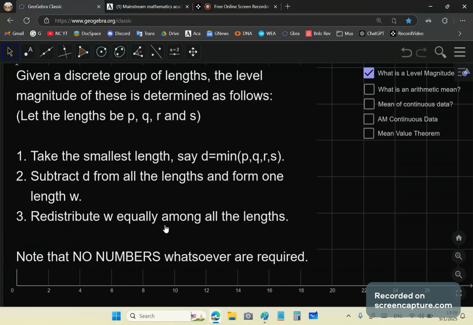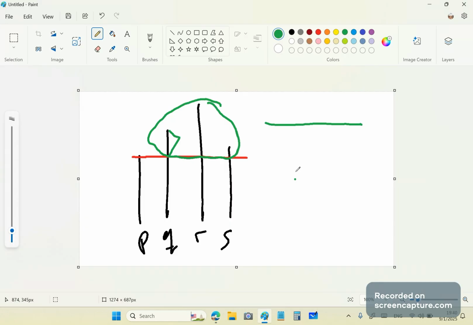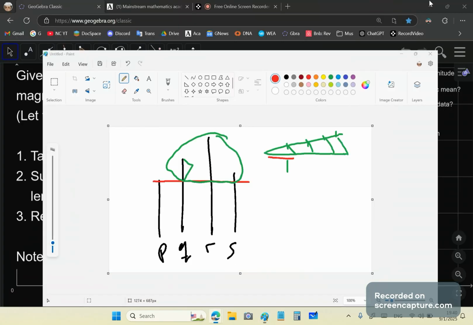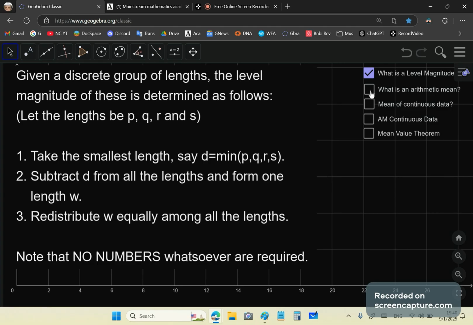Then redistribute W equally among all the lengths. That's also easy to do in geometry, because if you have a length like that and you know there are 1, 2, 3, 4, then all you do is space your divider evenly like that. And then connect these two last points, and all these parallel lines will give you the arithmetic mean. So that's how you can do it geometrically, not knowing anything about numbers. And it's not really an arithmetic mean, it's a level magnitude.